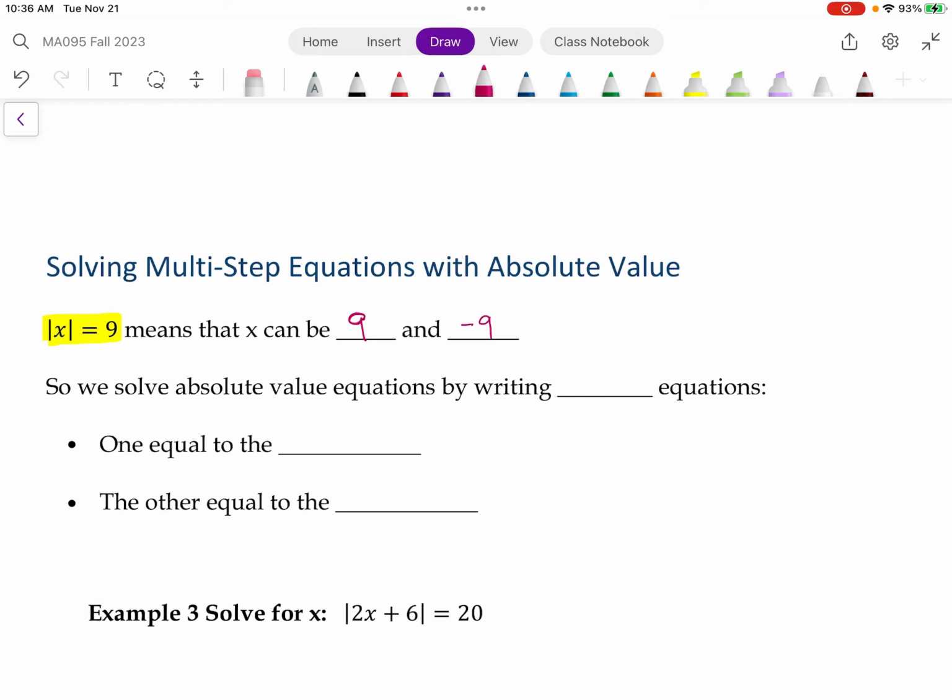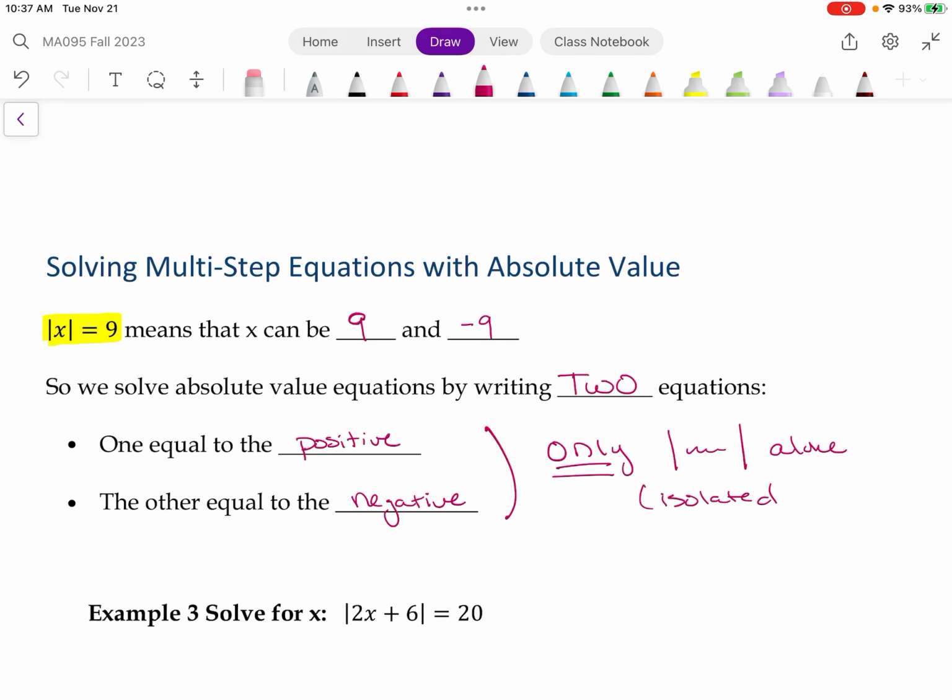All right, so when we solve absolute value equations such as the one in example 3 down below, we're going to solve this by writing two equations, one equal to the positive and one equal to the negative. Okay, so this only happens when the absolute value of whatever it is is alone on one side. Okay, it has to be isolated. Then you set it equal to both the positive and the negative, and I'll show you what I mean.